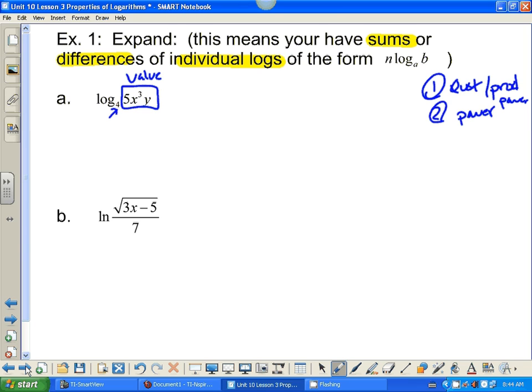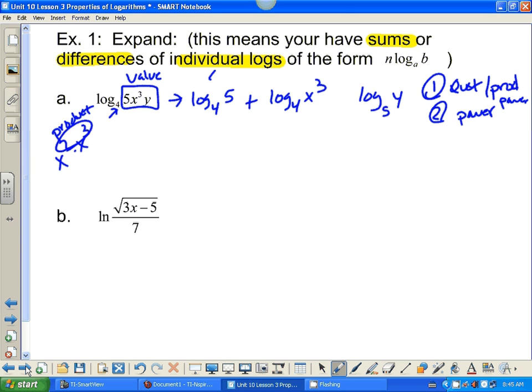The base at this point is frankly irrelevant. It's going to stay the same in whatever we do. So I'm noticing here I've got the product property. I have 3 different bases, a 5, an x, and a y. Each of them are going to get their own log base 4. Then I have to apply the product property. And remind yourself, if I was taking a product of bases, I would add the exponents. Since these are all exponents, friends, remember we never forget what it means when we write it down. I add their exponents. I am 2/3 of the way done.